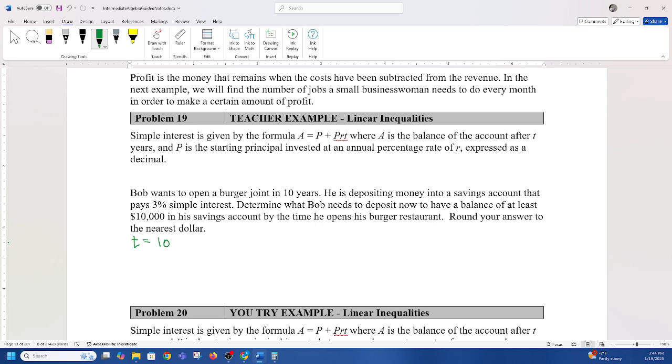The savings account pays 3% simple interest. R is the interest rate, but it wants it expressed as a decimal. So we're going to have to move the decimal place to the left 2 spots. Our rate is going to be equal to 0.03, because 3%, we have to move that decimal twice, and we end up with 0.03.